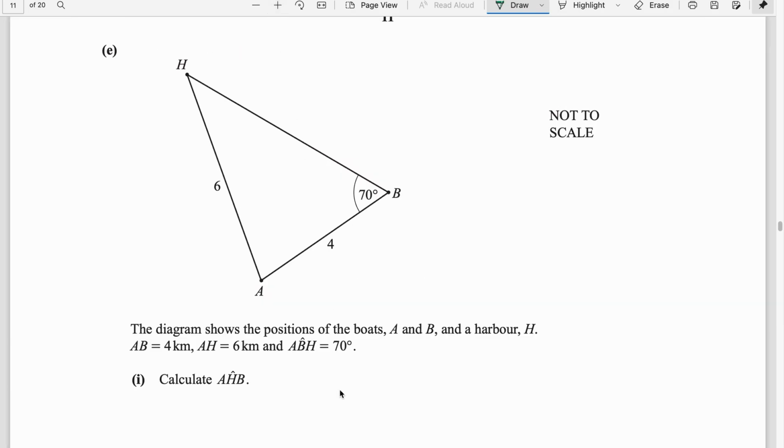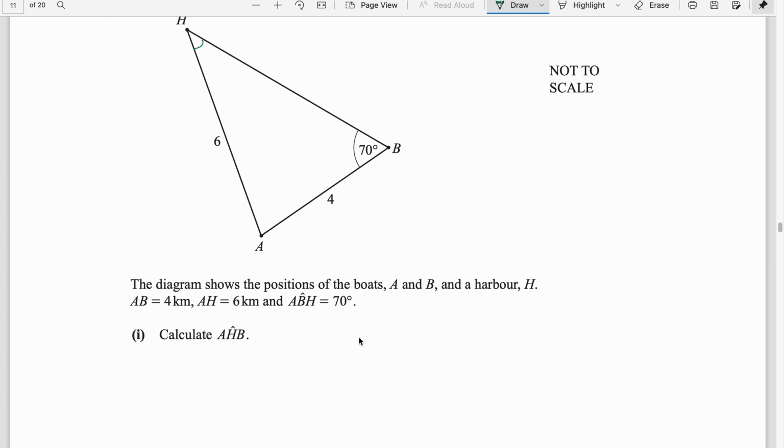C part. The diagram shows the position of boats A and B and harbor H. AB is 4 kilometers, AH is 6 kilometers, angle ABH is 70 degrees. Calculate angle AHB. So we have to calculate this angle. We'll be doing it with the sine rule.